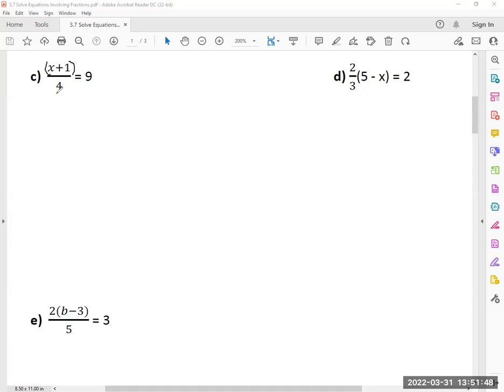So division of 4. What's the opposite? So this would be x plus 1, all divided by 4. But I'm going to multiply by a 4 on both sides.